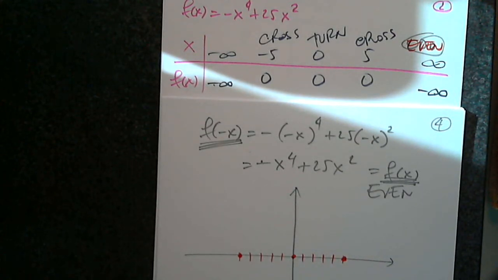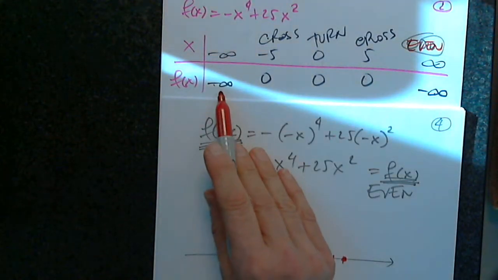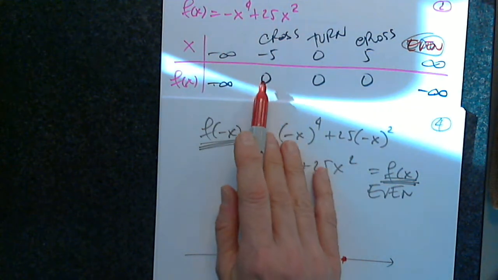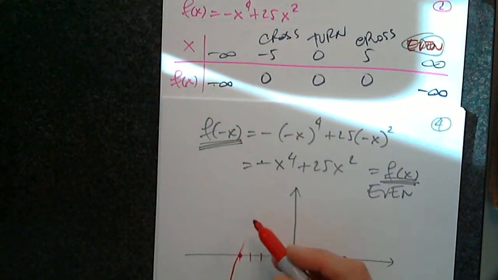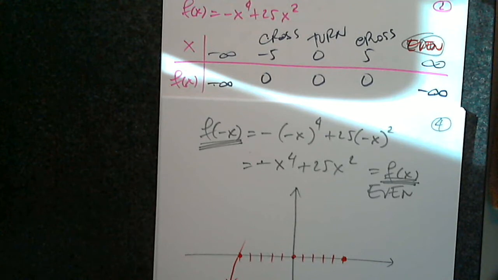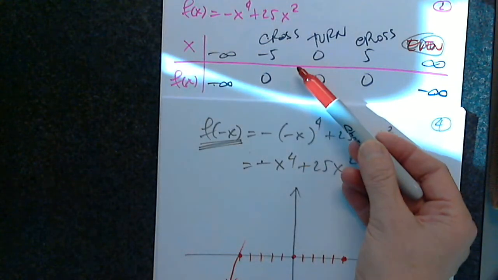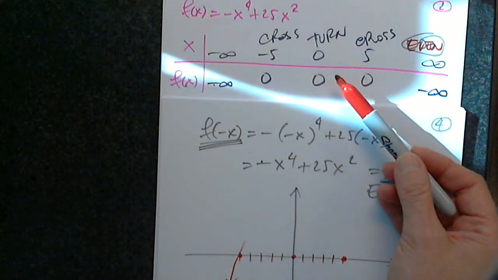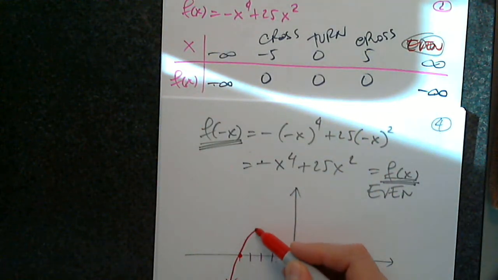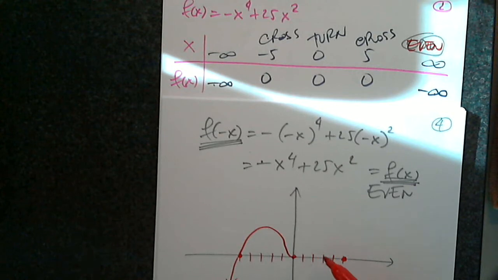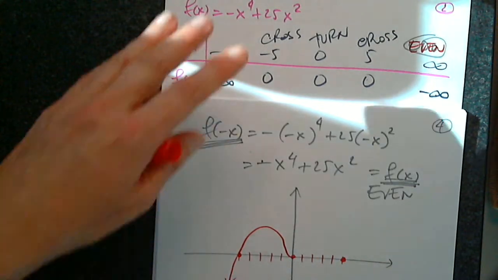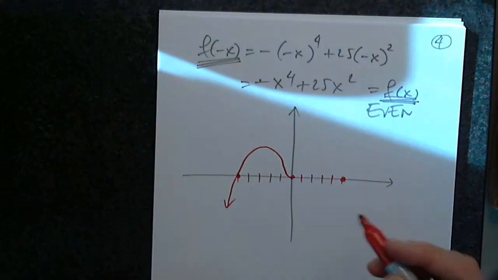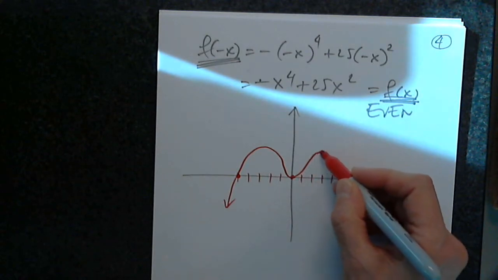So negative 5, 0, 0, 0, and 5, 0. Okay, so let's read the chart. It's coming from negative infinity and it crosses at negative 5, 0. It has to have a turn because it has to come back and turn again at the origin, according to our findings. The rest I don't care about because I know the function is even, so it has to be the same.